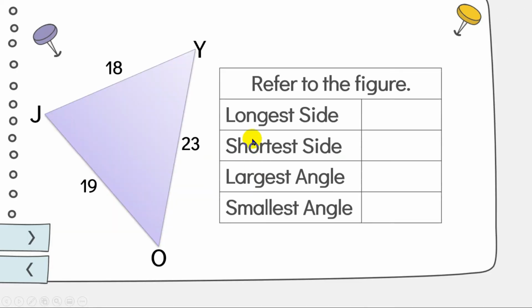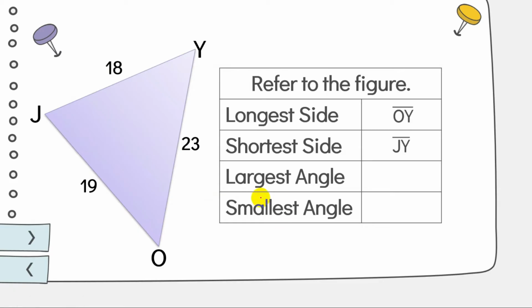Okay? So, let's proceed to some of the examples. We have this triangle JOY and refer to the figure. Side JY is 18, side JO is 19, and side YO is 23. The question is, what is the longest side? Siyempre, yung may pinakamalaking measurement, and that is 23. Ano po yon? Side YO or OY. Now, what is the shortest side? 18, 19, 23, so yung 18. Ang shortest side ay ang YJ or JY.